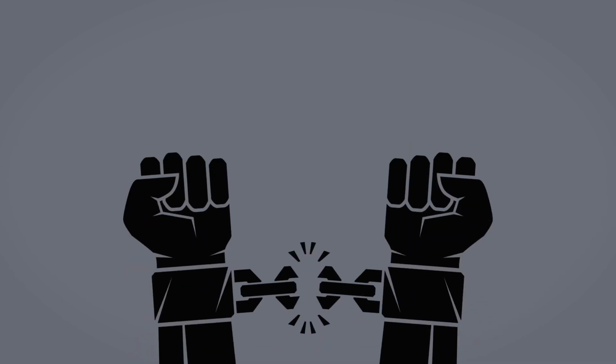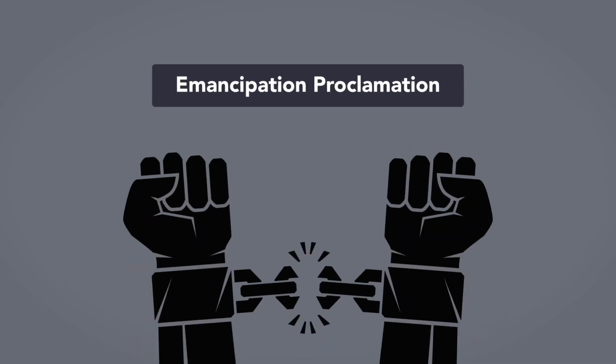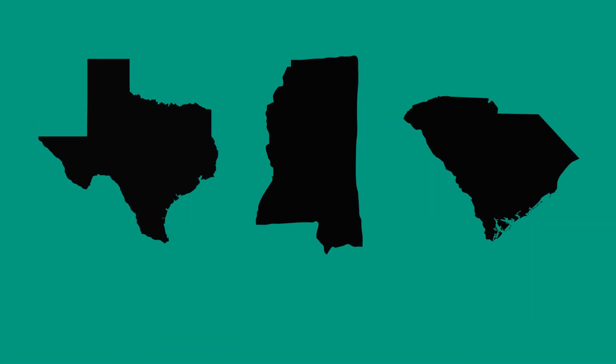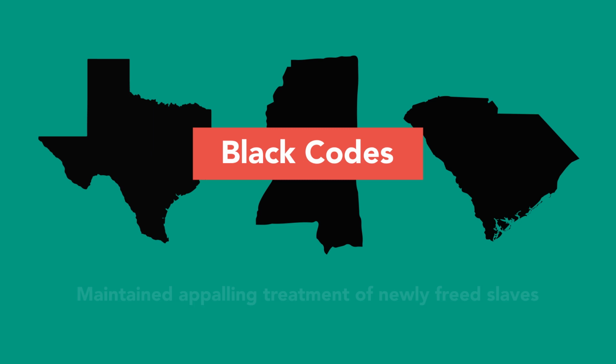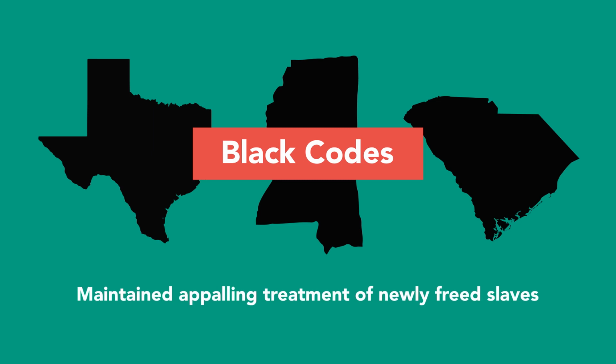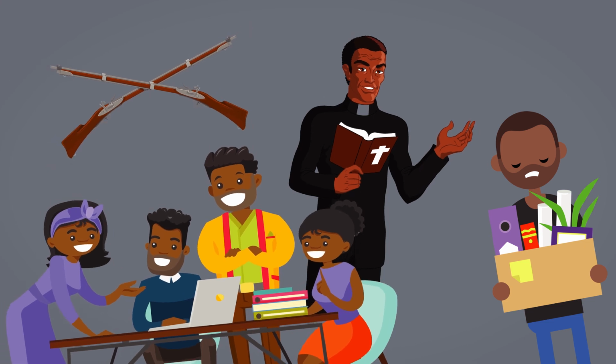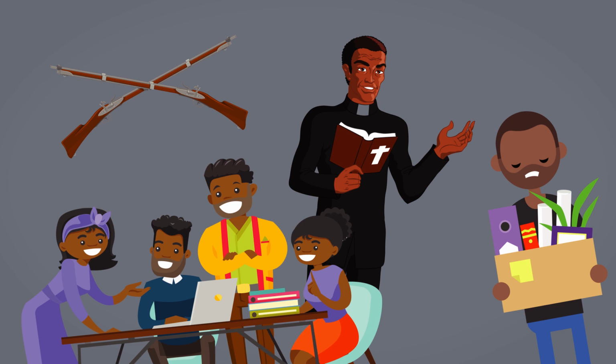Even after the Civil War, though the slaves had been freed by the Emancipation Proclamation and slavery was barred by the 13th Amendment, several southern states enacted a series of black codes that in effect maintained appalling treatment of newly freed slaves. For example, black codes barred a free man from possessing weapons, from preaching to his congregation, from gathering in crowds without supervision from a white person, and from being unemployed.